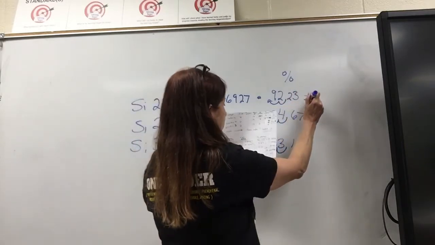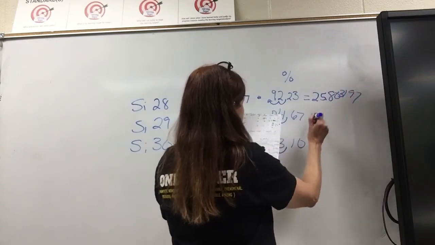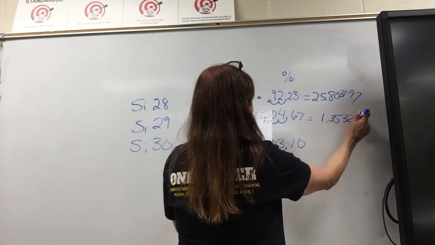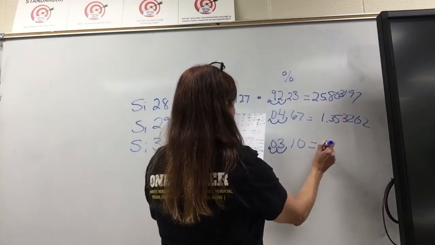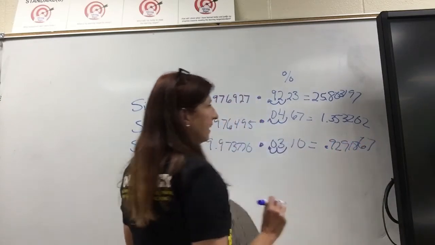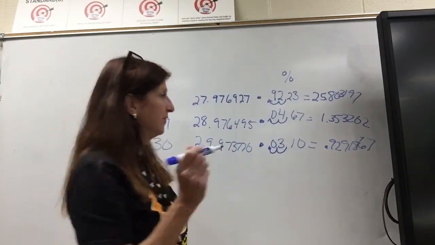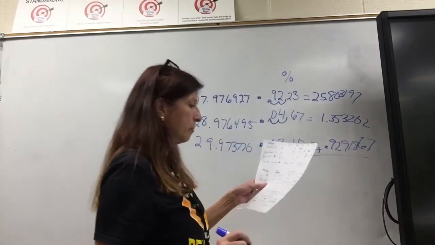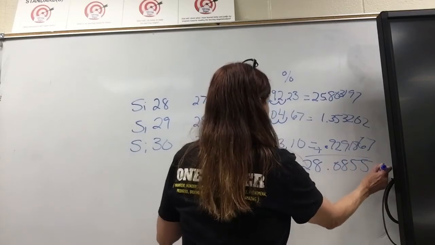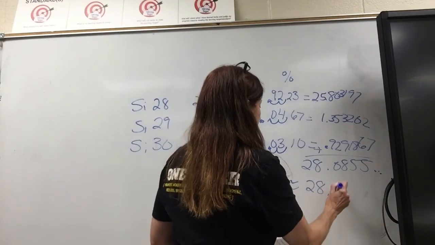So when you do that on your calculator, this equals 25.803197. This one equals 1.353202, and this one equals 0.9291867. Then what do you think we do? We multiply, then what do we always do? You're right, we add them up. We add them up, and it equals 28.0855... So it approximately equals, we'll say, 28.1.